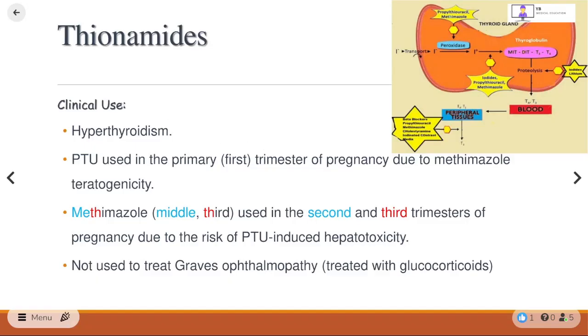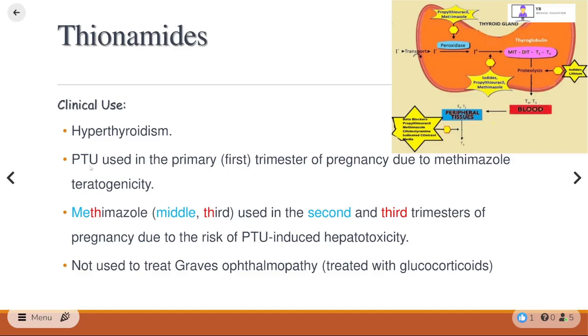Okay, so what is the clinical use? When you inhibit thyroid hormone synthesis, that's treatment for hyperthyroidism. Okay, and there is something about PTU and methimazole. They are both used in pregnancy, but propylthiouracil is used in the first trimester, and methimazole is used in the second and third trimesters. You have to know this, very high yield.